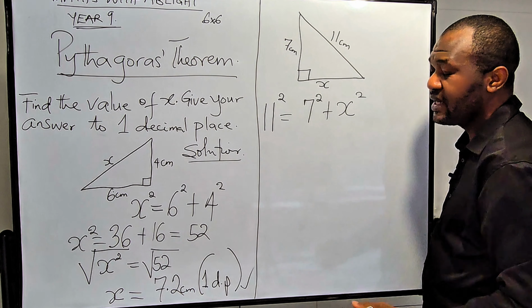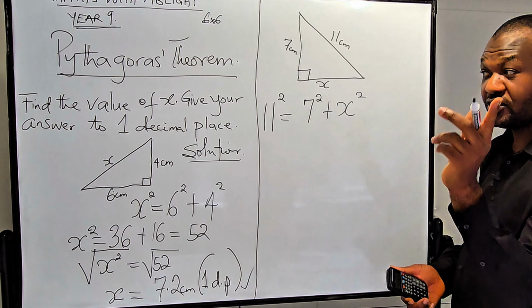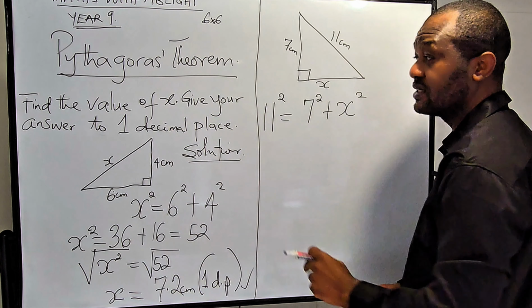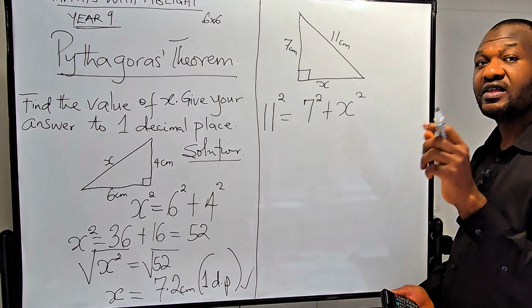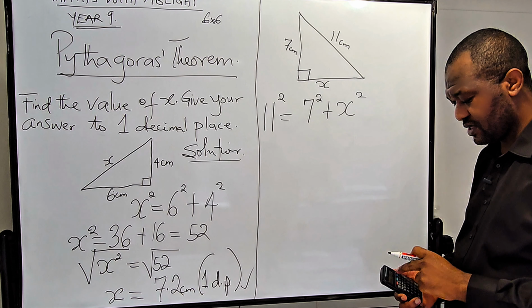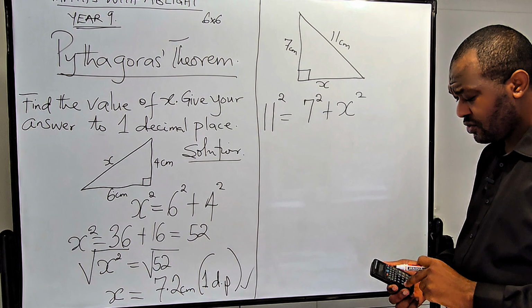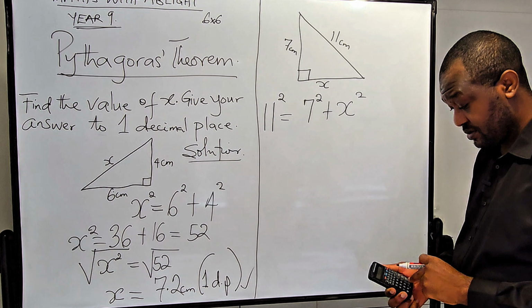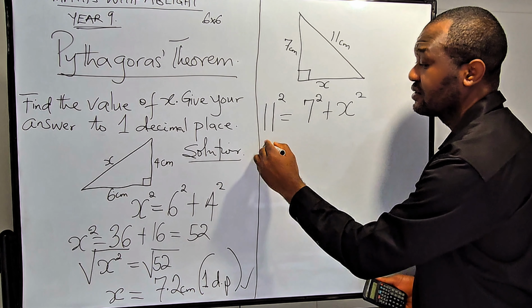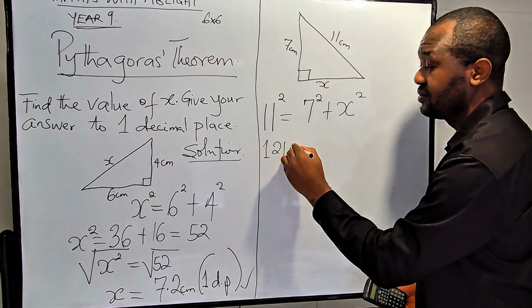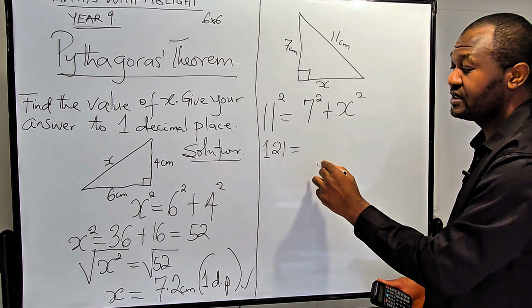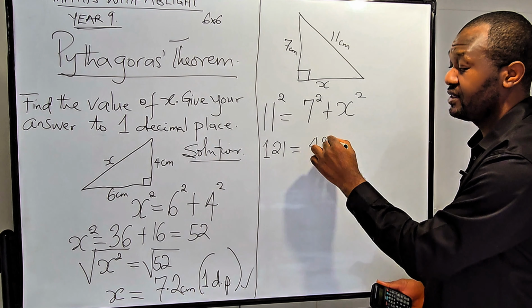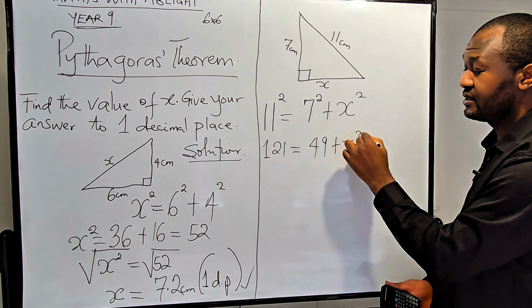Now you are going to square 11. They want you to use a calculator, remember, because I told you it is to 1 decimal place. That's the first sign of them wanting you to use a calculator. So you say 11 times 11, that should be 121. Absolutely correct. 121. 7 squared is 7 times 7, that is 49. Add it to x squared.